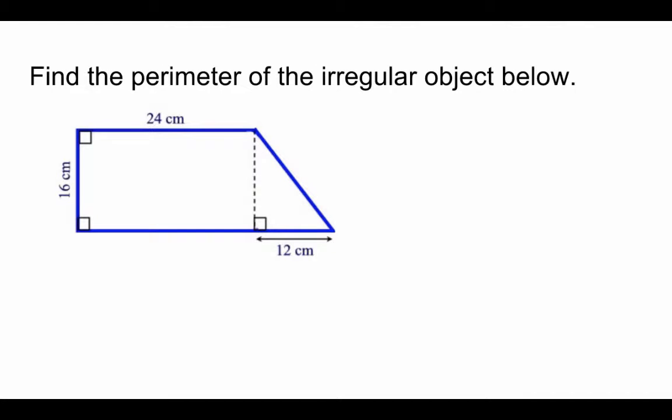Find the perimeter of the irregular object below. So in this image we have a rectangle and a triangle kind of pieced together. So let's write down what we know.